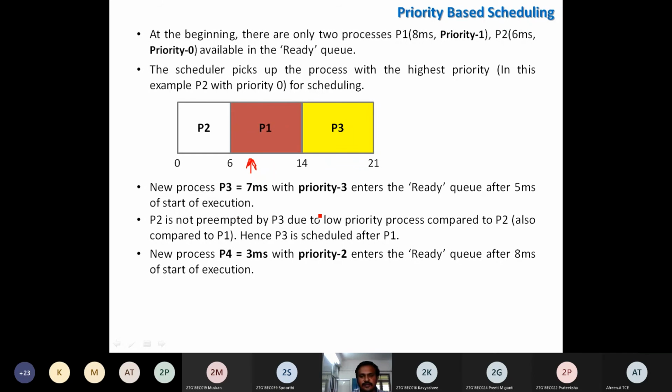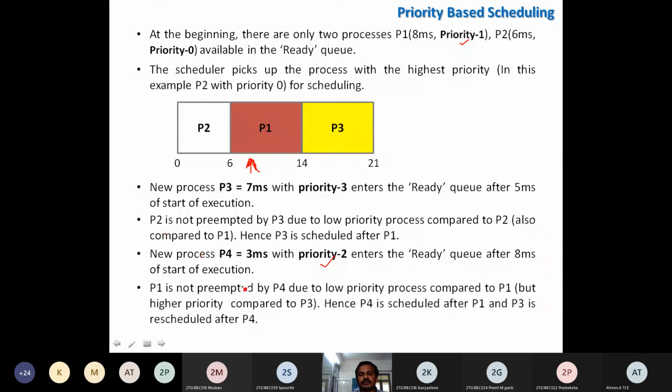Okay, it is a small disturbance. So it is a new process. P4 enters at 8 millisecond of execution, but the scheduler is going to decide based on priority. So here P1 has priority 1 and P4 has priority 2. What is going to happen? Whether P1 is going to be preempted at 8 millisecond? No. P1 is allowed to complete its process.